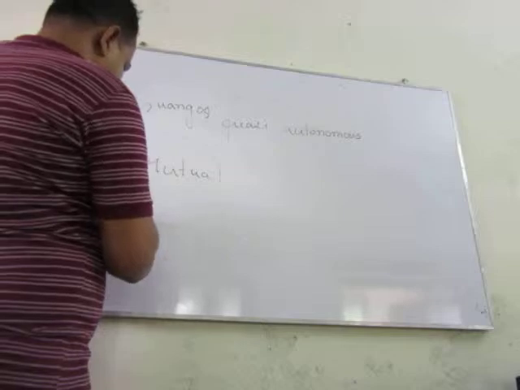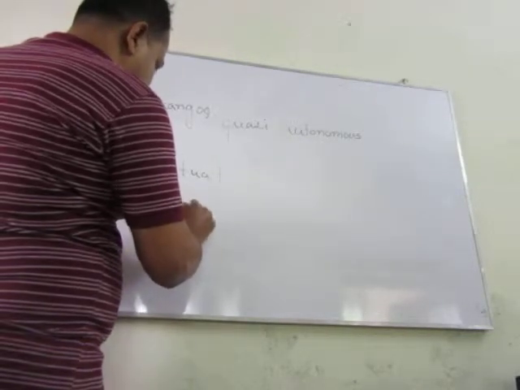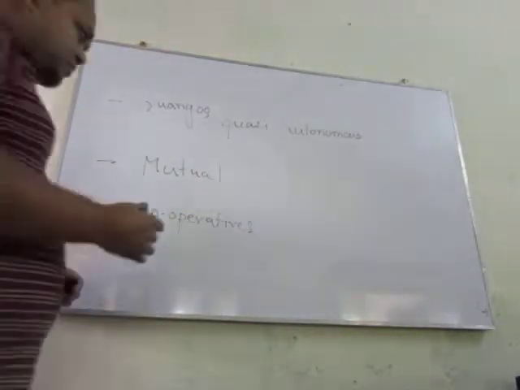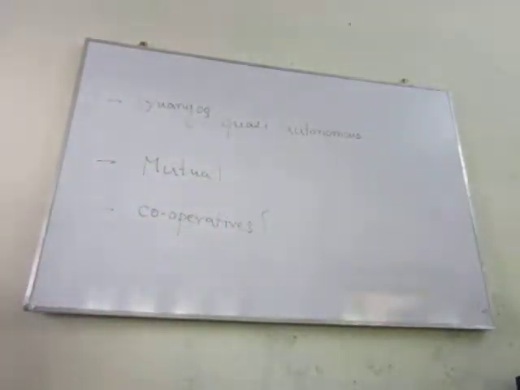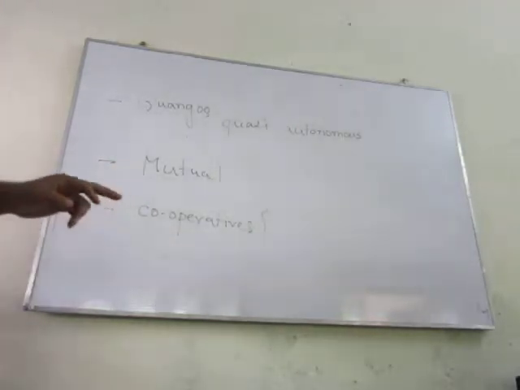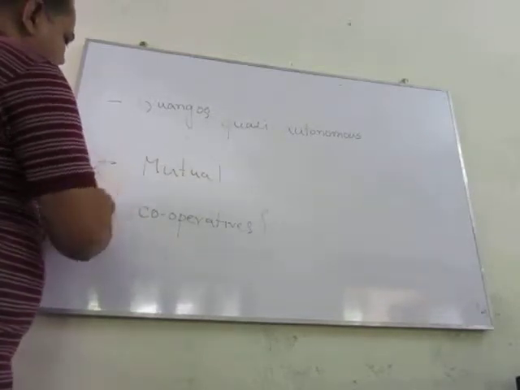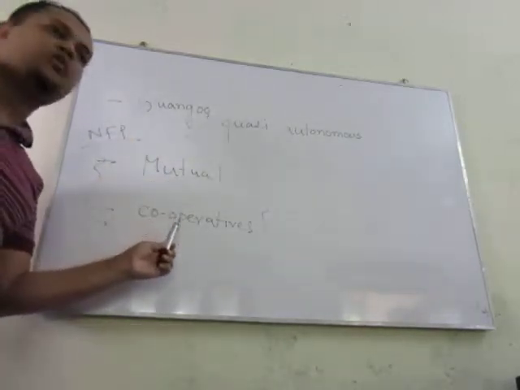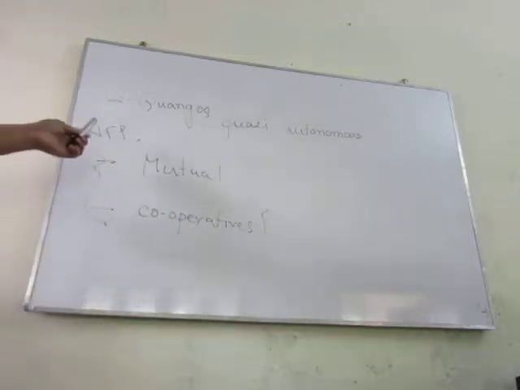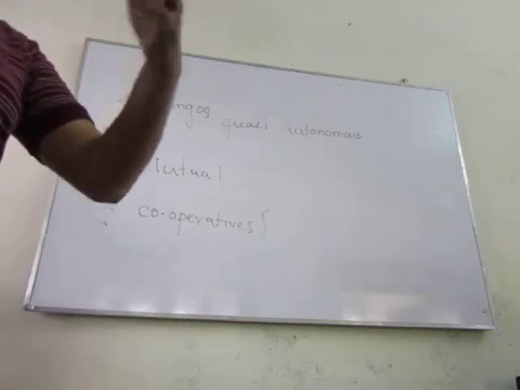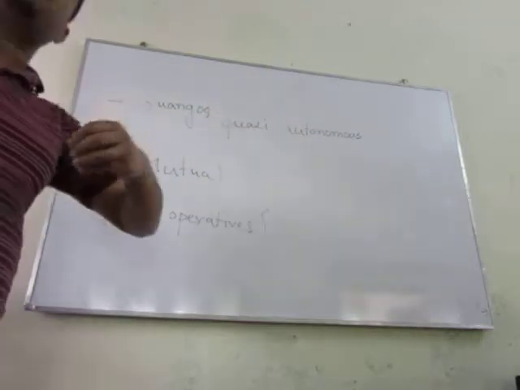mutual and cooperatives. Both are just the same. Mutuals and cooperatives are examples of NFPs. First of all, both mutuals and cooperatives are under NFP, that means not profit oriented. Both these kinds of organizations are not focusing on generating profit. They are focusing on something different. They are focusing on providing service.